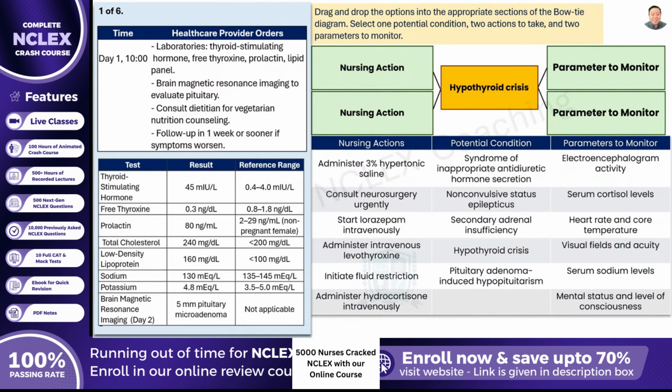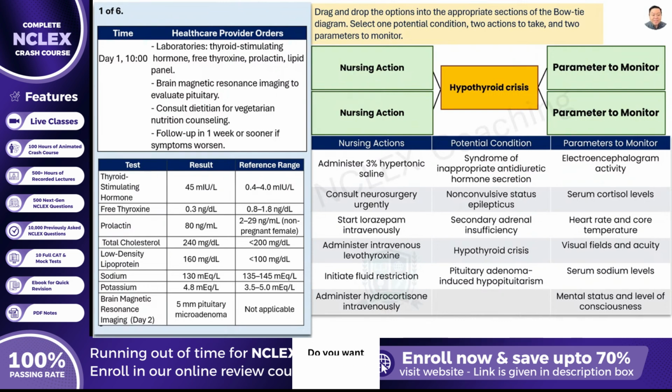Now, if you selected secondary adrenal insufficiency, maybe, but look into the potassium. Potassium level right now is 4.8. And the blood pressure, when you go back into the vital signs, it's not crashing. It's actually within the normal range. And the real issue is the sky-high thyroid stimulating hormone. This points to a thyroid crisis.